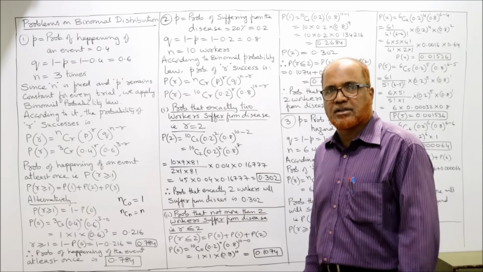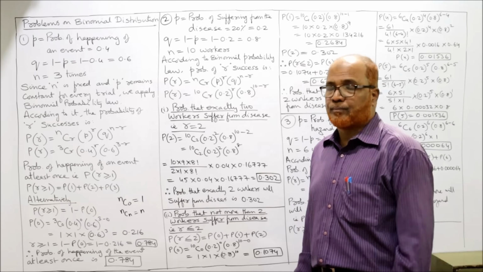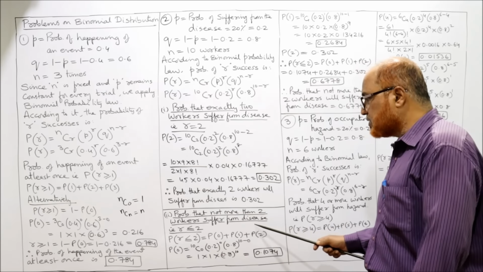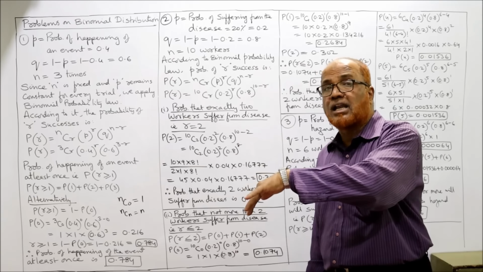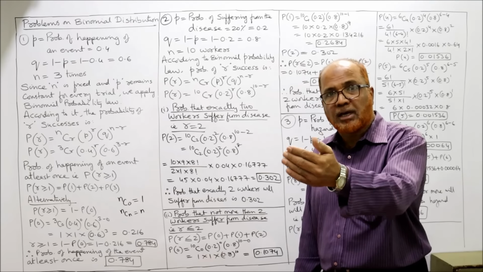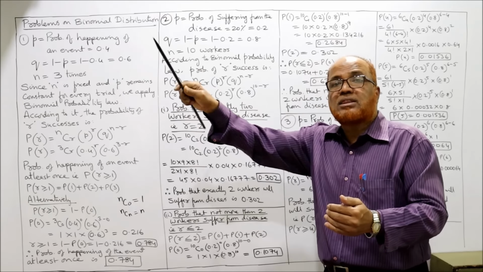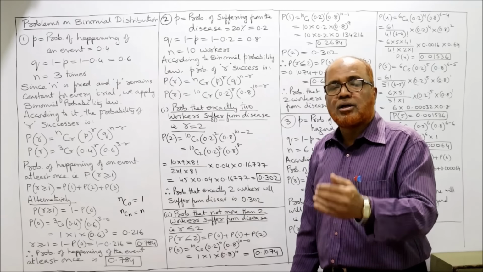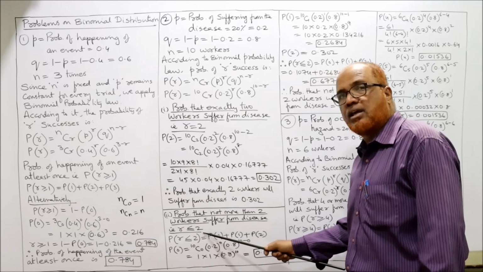First answer completed. Now second: what is the probability that not more than 2 workers will suffer from the disease? Not more than 2 means 2 or less than 2. So 3, 4, 5, 6 should not come. 2 or less than 2, so R is less than or equal to 2.